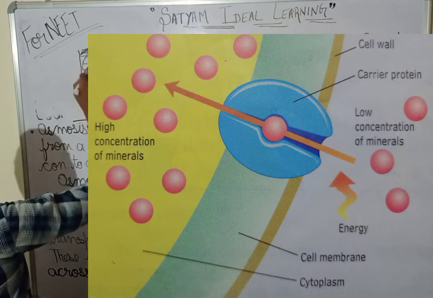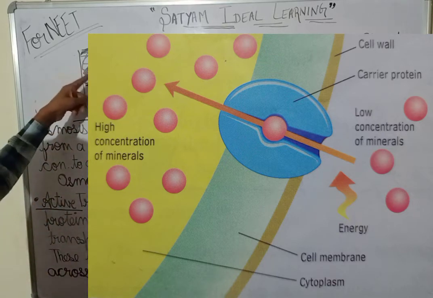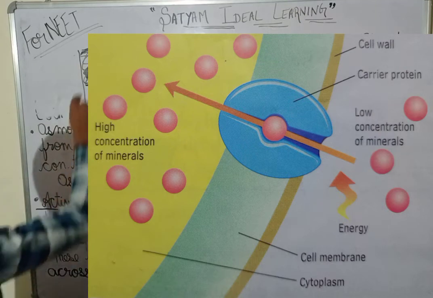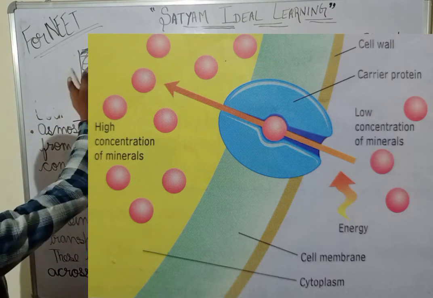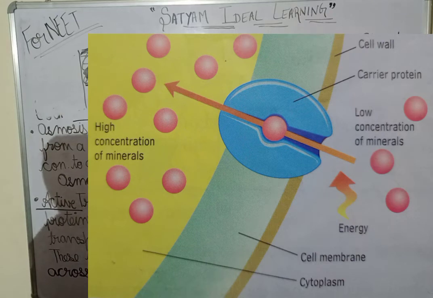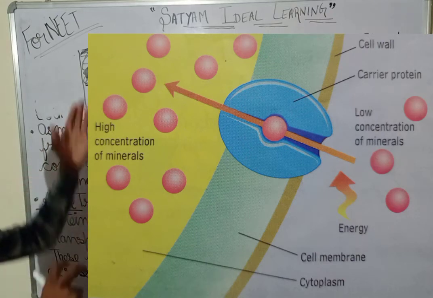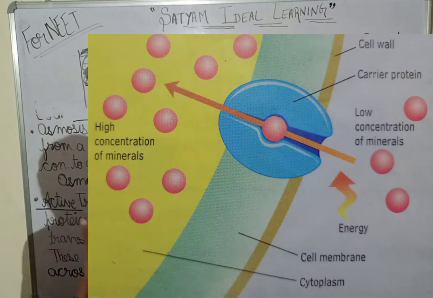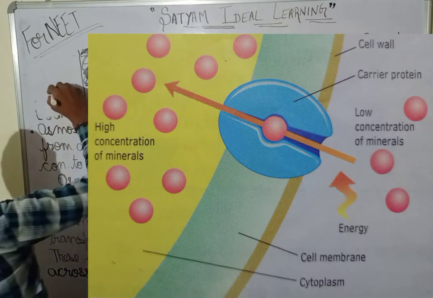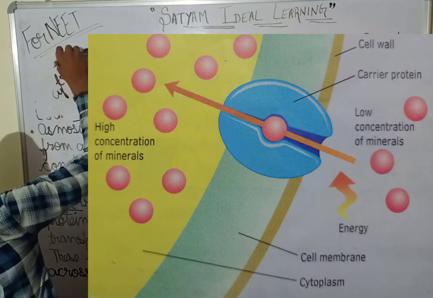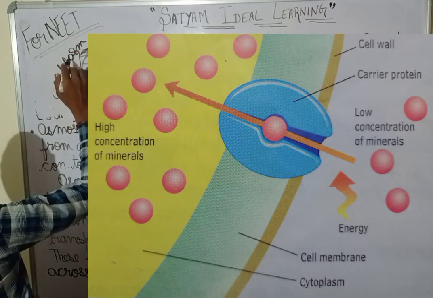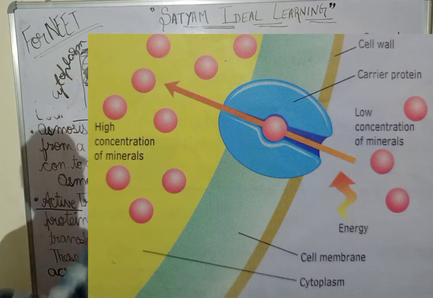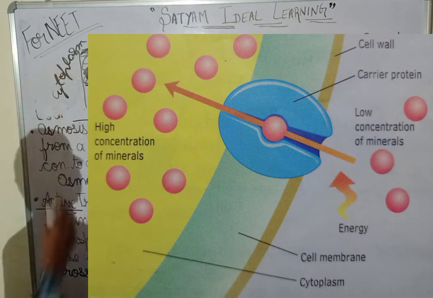This is carrier protein. Okay, and you can see in the diagram this carrier protein will take minerals from this side. From the soil it will take minerals, it will bind them, the minerals will be bound by the carrier protein, and then the carrier protein will take the mineral to the cytoplasm. Here the cytoplasm is there. This carrier protein will take the mineral from the soil to the cytoplasm and then release it.